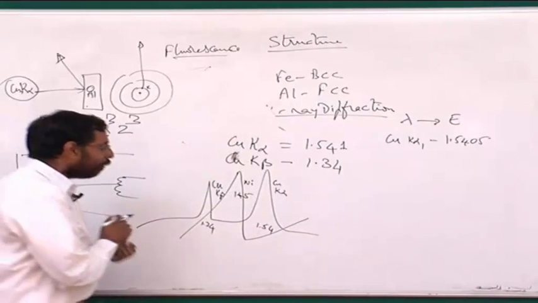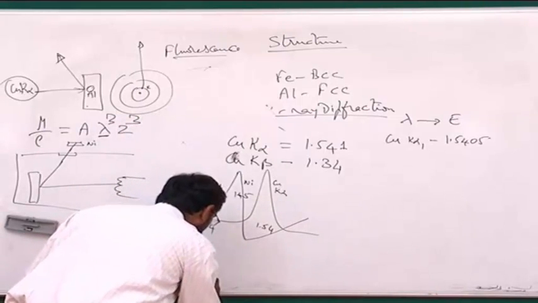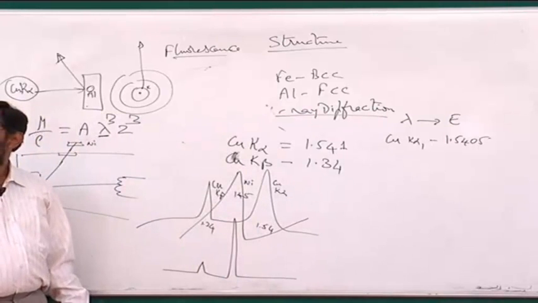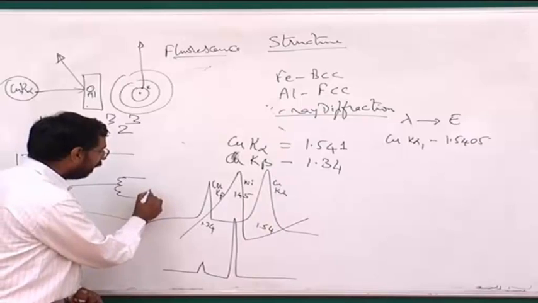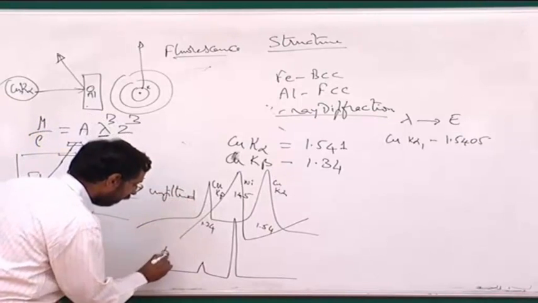So as a result, when it comes out, the K beta will have very small energy and K alpha will have very large energy. So this is an unfiltered radiation. This is a filtered radiation.